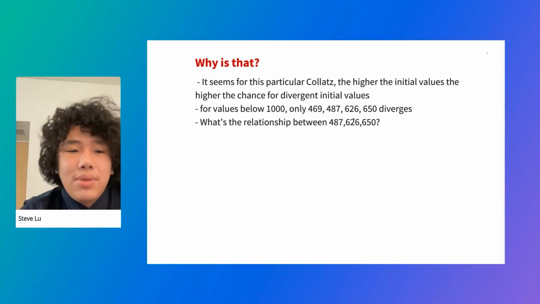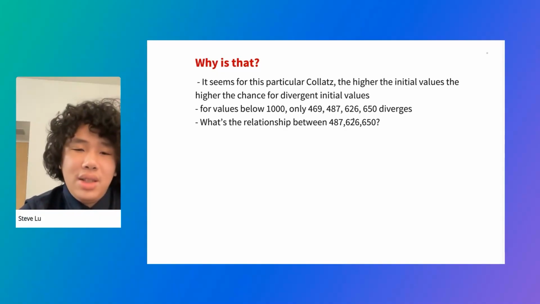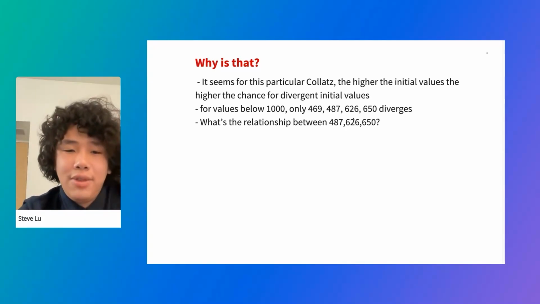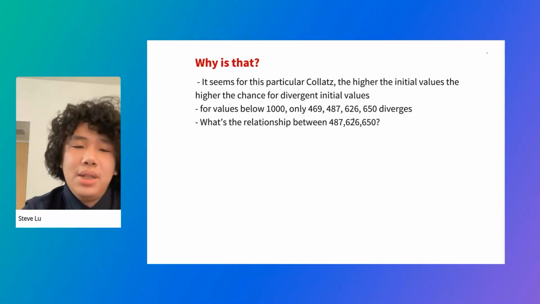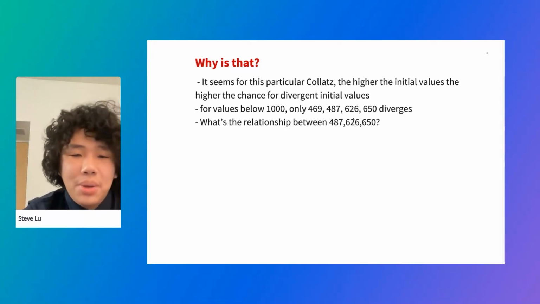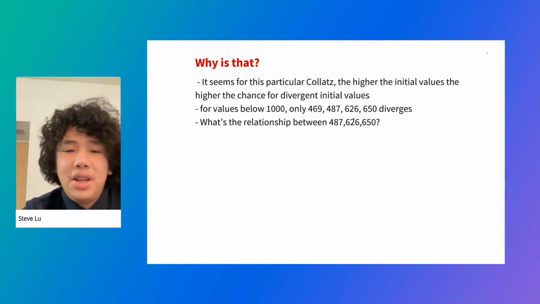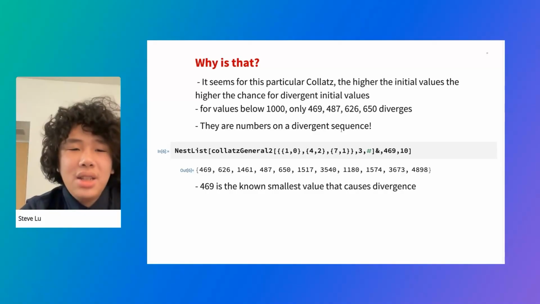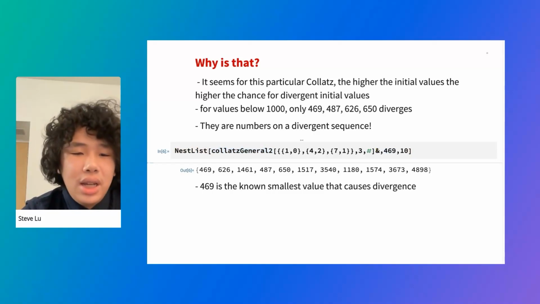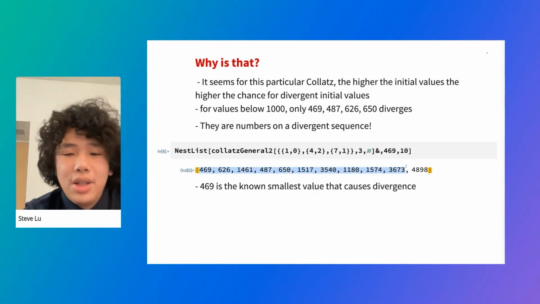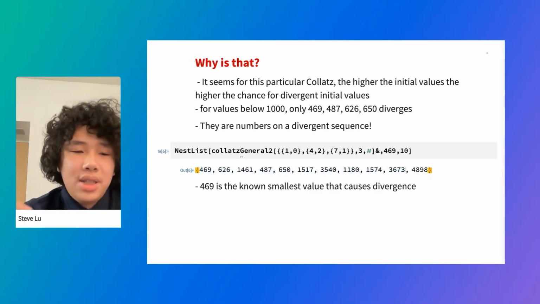And why is that? We also explored the values below 1,000. Basically, for values below 1,000, only 469, 487, 626, and 650 diverge. And 469 is a given divergent value by Stephen Wolfram in his writing. And so you start to wonder, what's the relationship between all these numbers, 469, 487, 626, and 650? And it's actually pretty simple. They're numbers on the divergent sequence. If you put 469 into the Collatz function, we get 469, 626, 487, and 650 on the sequence itself. So they're all part of the same sequence.